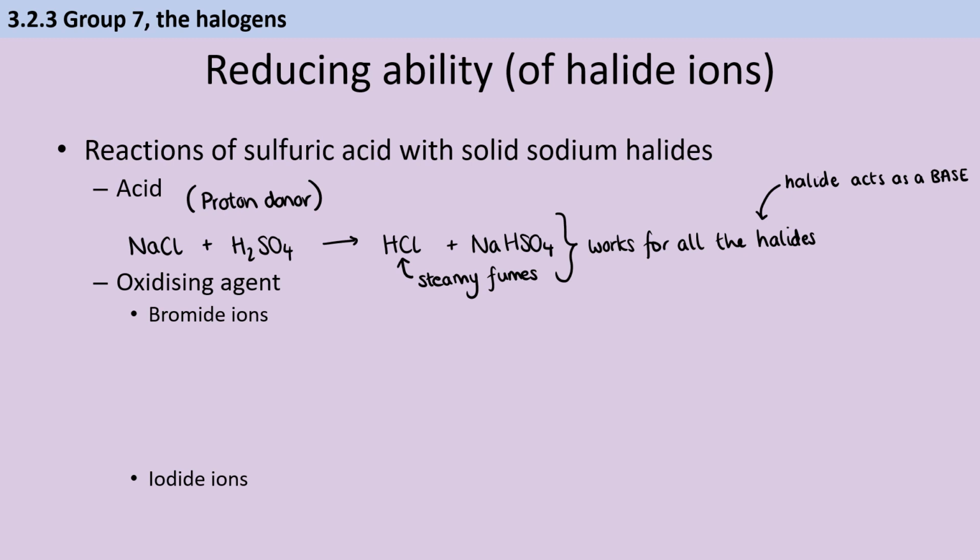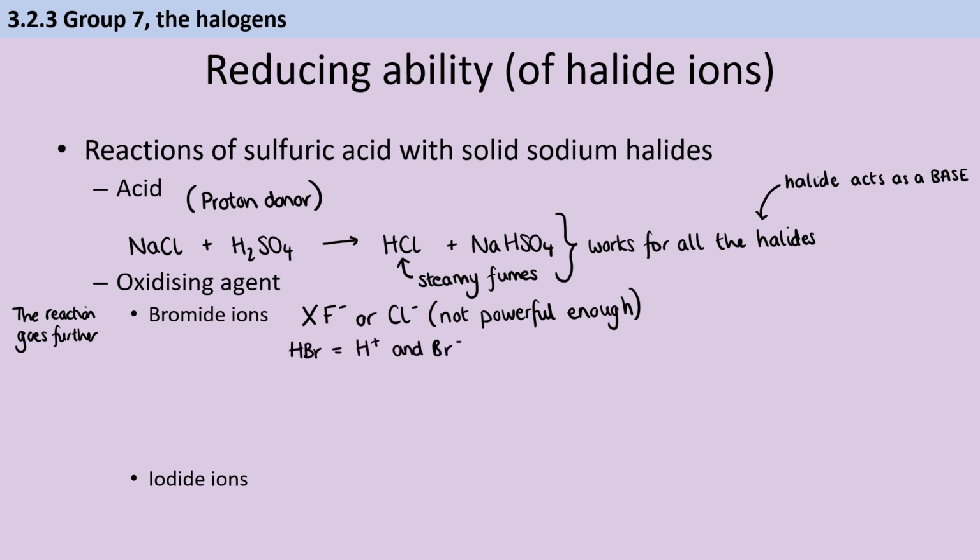But then if we think about bromide ions and iodide ions, which are the best reducing agents, then the reaction is able to go a little bit further with the acid acting as an oxidizing agent. This won't work for fluoride ions or chloride ions because they're not powerful enough reducing agents. So if we take hydrogen bromide that was formed in the first reaction, this can be split up into hydrogen ions and bromide ions, and these can react further with the sulfuric acid to make some bromine and some sulfur dioxide and some water. And you can see here that the sulfur is moving from a +6 oxidation state to a +4 oxidation state, so it's being reduced and acting as an oxidizing agent.